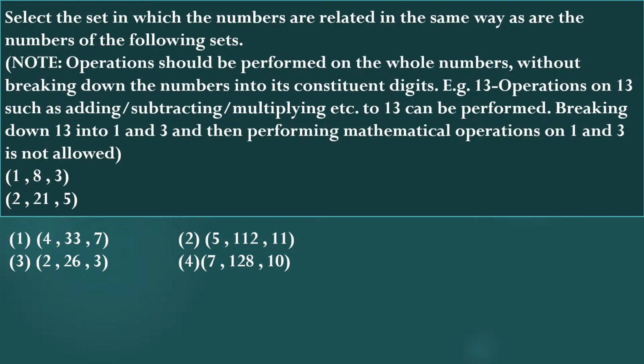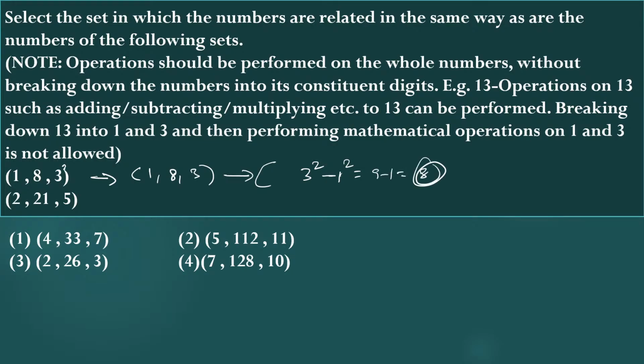If you see what is given here, 1, 8, 3: first number square, third number square. So third number square is 3 square minus first number square, nothing but 9 minus 1, we get 8. 8 is the middle number.